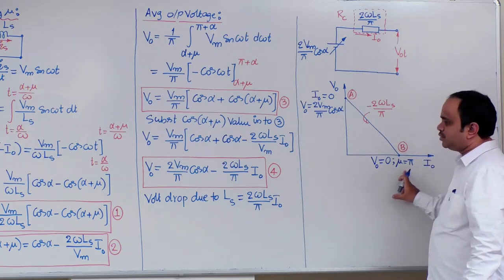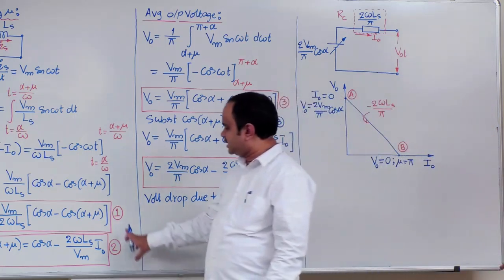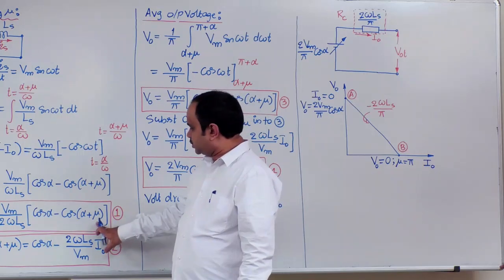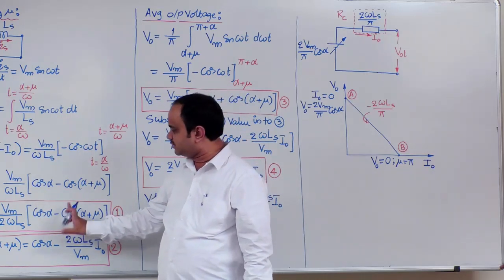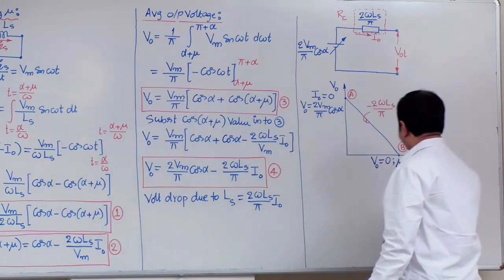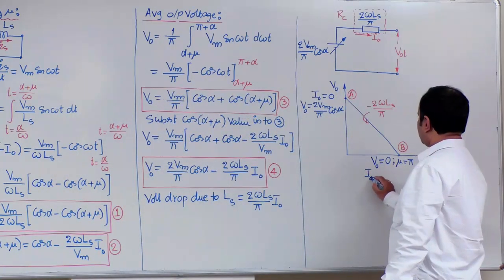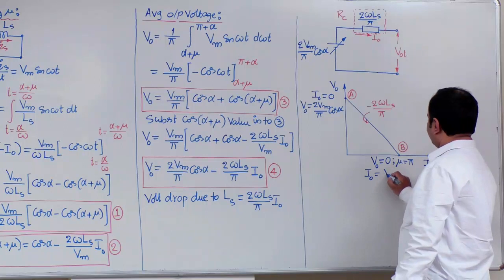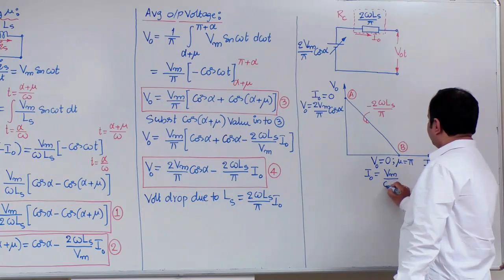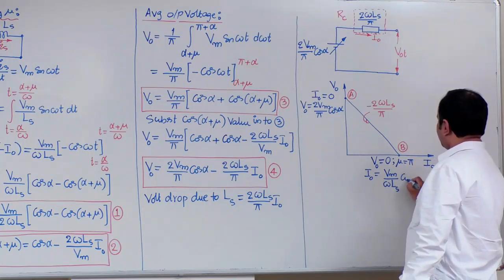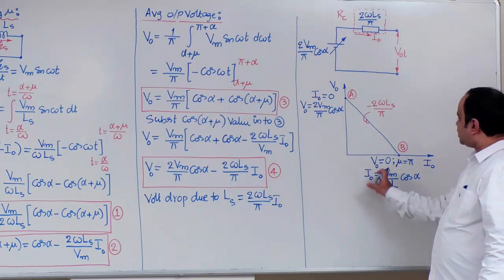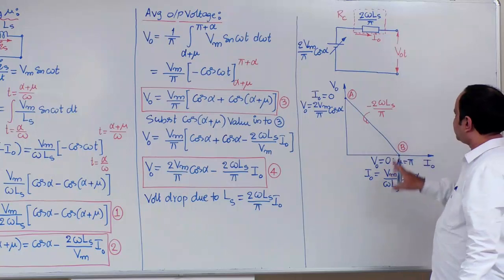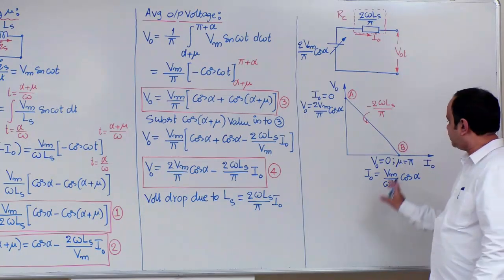If mu is equal to pi, now see this equation number 1. So this term will be minus of minus cos alpha, so 2 cos alpha, 2 and 2 will cancel out. Therefore, we will get I naught is equal to Vm divided by omega ls multiplied with cos alpha. So these are the quadrants for this particular operating point A and B.